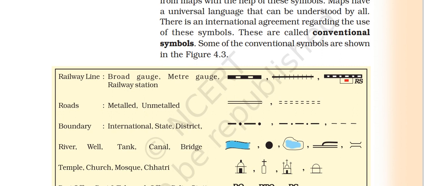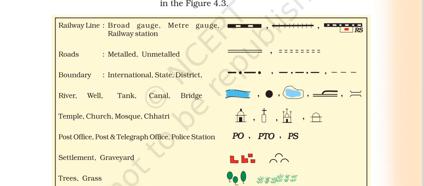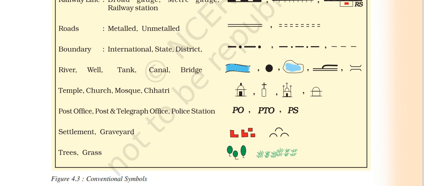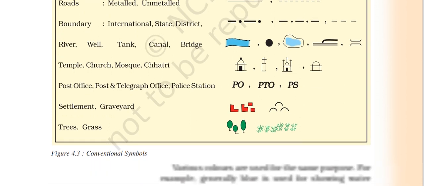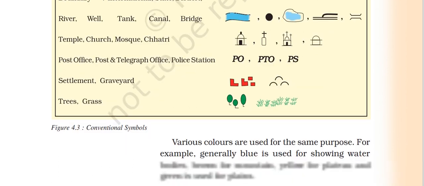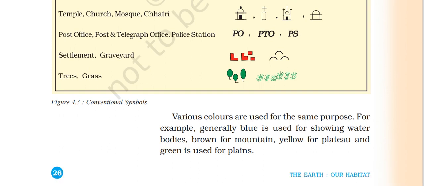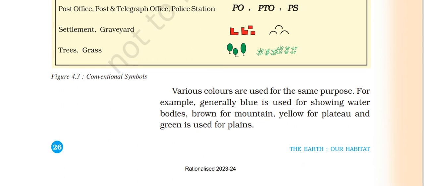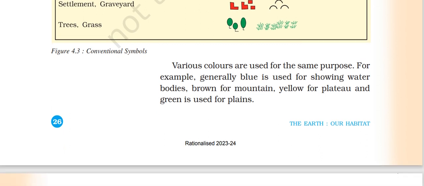For example, this is broad gauge, this is meter gauge, and this is a railway station. Metalled road, unmetalled road, international boundary, this is state, and this is district. This is river, this is well, tank, this is canal, and this is bridge. Temple, church, mosque, chhatri, post office, post and telegraph office, police station. This is settlement, this is a graveyard, this is trees, and these are grasses. Various colors are also used for the same purpose. For example, generally blue is used for showing water bodies, yellow for plateau, brown for mountain, and green is used for plants.